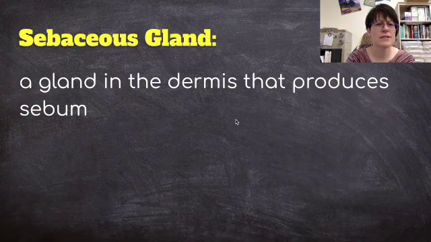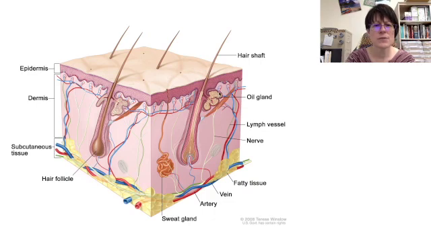A sebaceous gland is a gland in the dermis that produces sebum. That's right here, just inside the hair shaft. It leads into the hair shaft here in the hair follicle. This produces an oily mixture that is secreted to prevent hair and skin from being dry. As a teen or preteen, perhaps you've noticed your hair and skin are a little oilier than they used to be. That's because when you start to go through puberty, the sebaceous glands start secreting more oils.